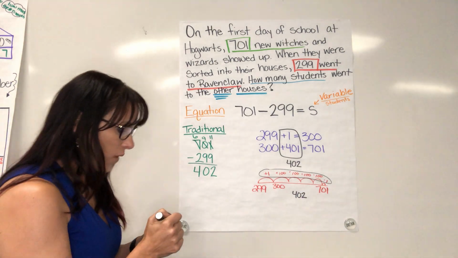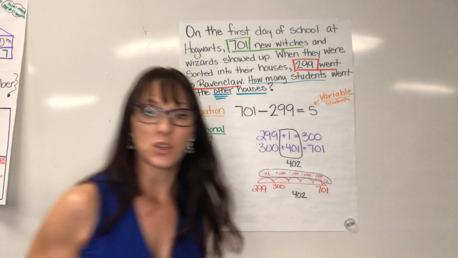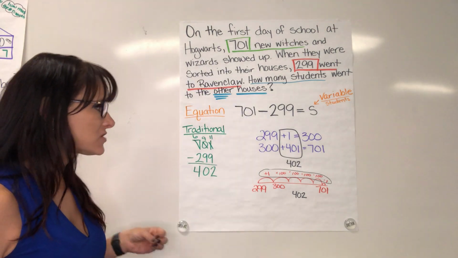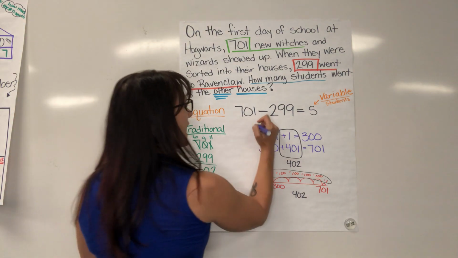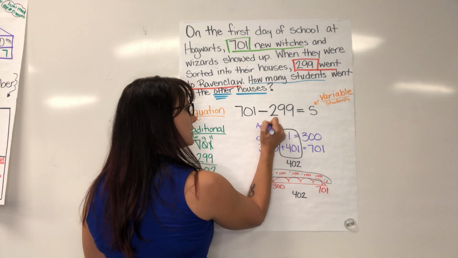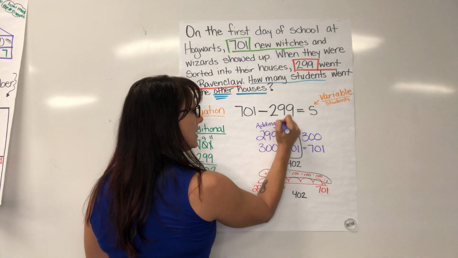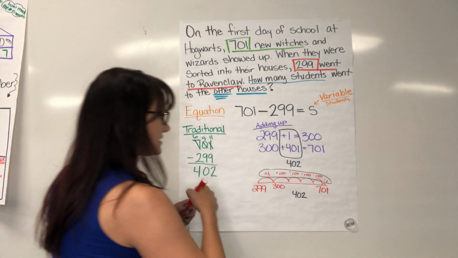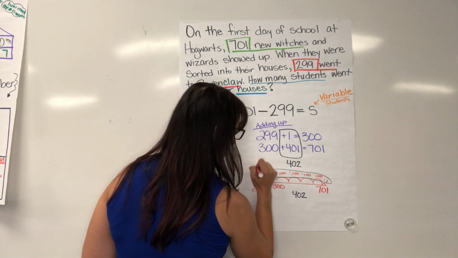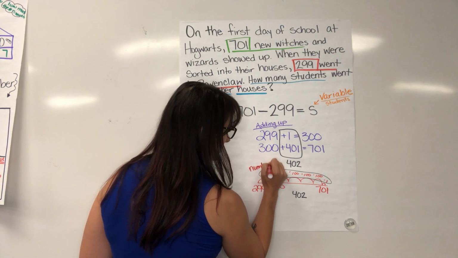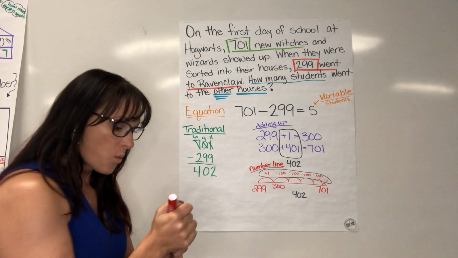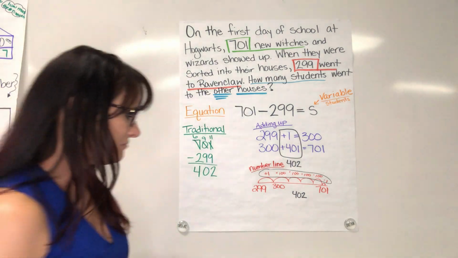Simple, right? Okay, you guys, I am gonna show you the coolest strategy. I absolutely love this strategy. Oh wait, really quick, we have to write adding up. Adding up, that is that strategy. And using a number line is this strategy.